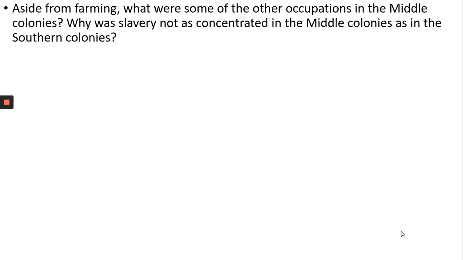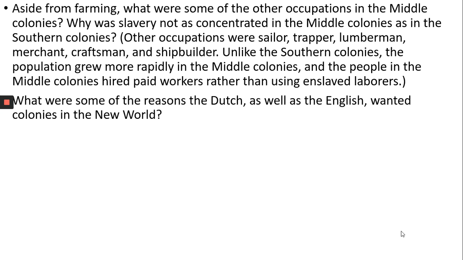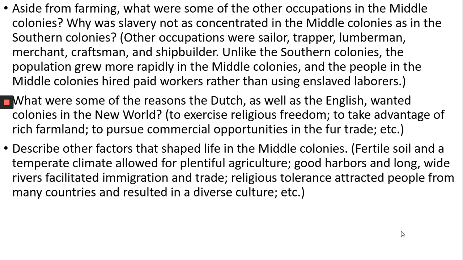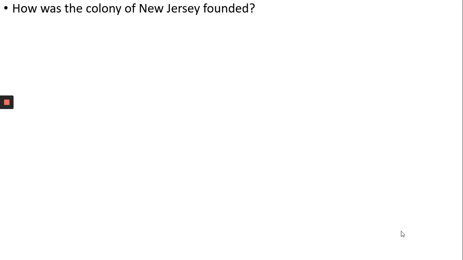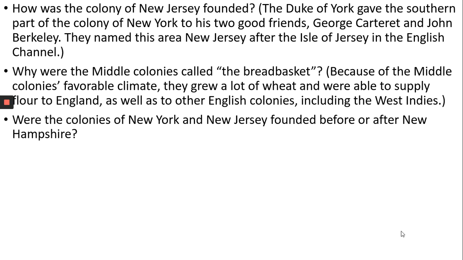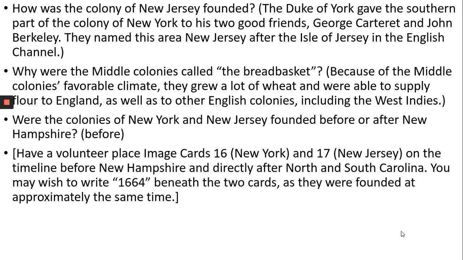Aside from farming, what are some occupations in the middle colonies? Why is slavery not concentrated in the middle colonies such as the southern? Okay, talk about all of that. The reason the Dutch as well as the English wanted colonies in the New World: a new life, religious freedom, rich farmland, commercial opportunities, and fur trade. And a lot of things shaped life in the middle colonies. Fertile soil, temperature, climate, good harbors, all those things were important when you're looking for a place to settle in a new land. And we're just going to go through all of these for you to look at, to quiz yourself on. Bread basket, that's an important thing to take note of.